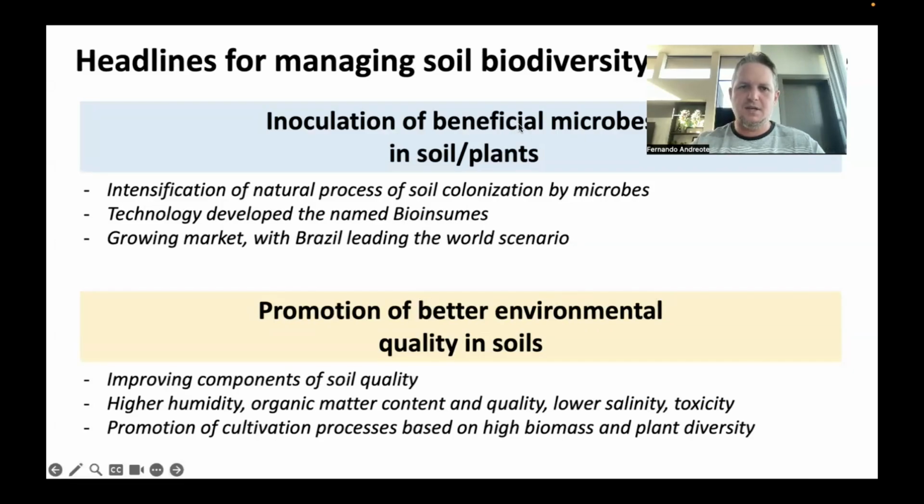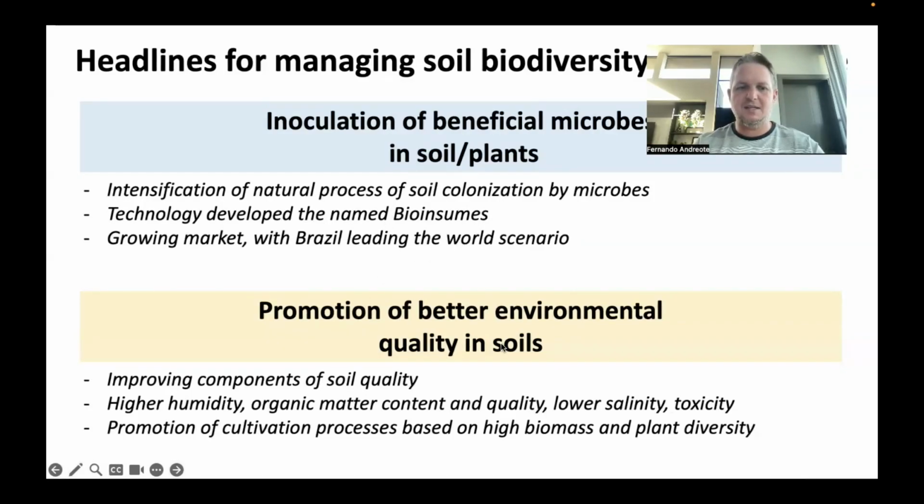So, within the headlines for managing soil biodiversity, the inoculation of beneficial organisms is important, it's technological, it's growing. We are copying nature, applying microorganisms in a more intense and localized way. In Brazil, this is called bio-inputs, and Brazil now leads the world in this area.